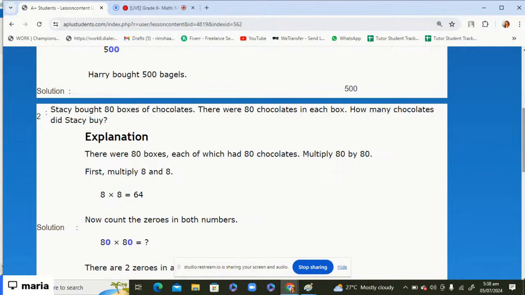What are the non-zero digits here? 8 and 8. So 8 times 8 is 64. And how many zeros are there? There are basically 2, because 80 boxes and 80 chocolates in each box. Let's do some test questions for that now.